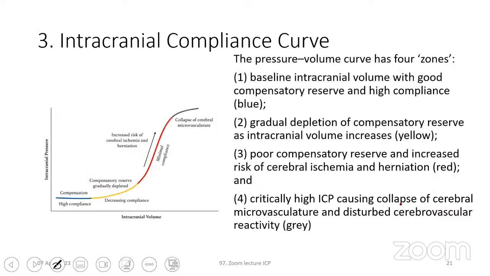So let's look at the intracranial compliance curve. The pressure and the volume curve has 4 zones. The baseline intracranial volume with the good compensatory reserve and high compliance is the blue part of it. Gradual depletion of compensatory reserve as the intracranial volume increases is the yellow. This is the increasing volume. Poor compensatory reserve, with increased risk of cerebral ischemia and herniation, is the red zone. Critically high ICP causing collapse of cerebral microvasculature and disturbed cerebrovascular reactivity is the gray zone. This is intracranial pressure on the y-axis, intracranial volume on the x-axis.